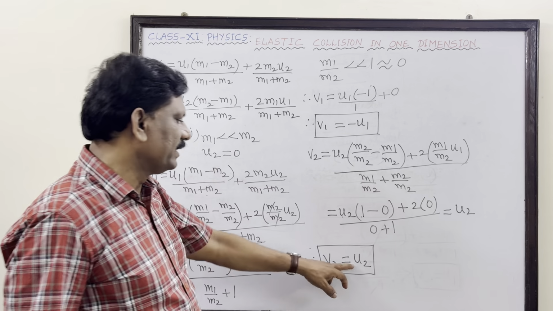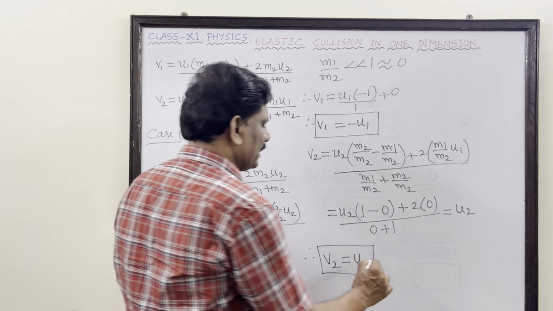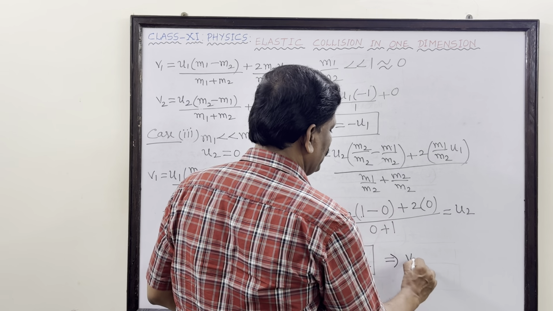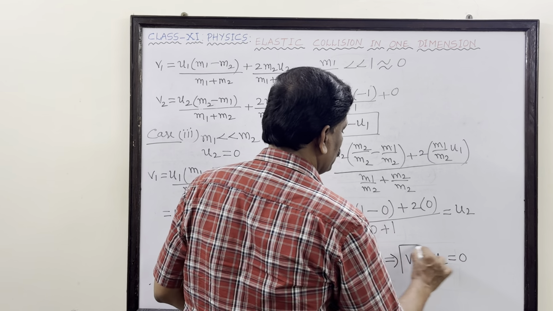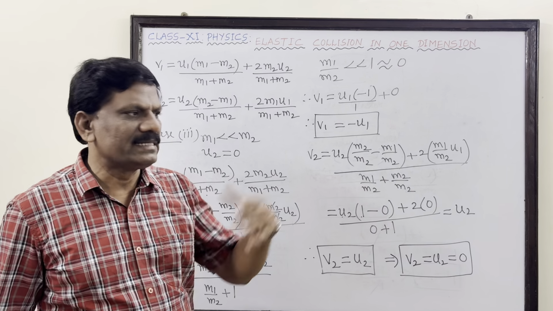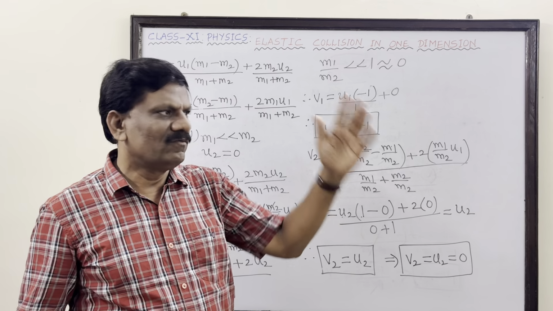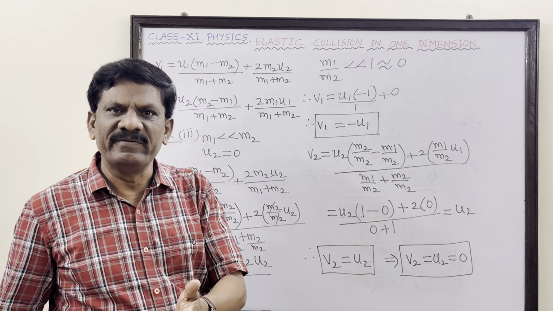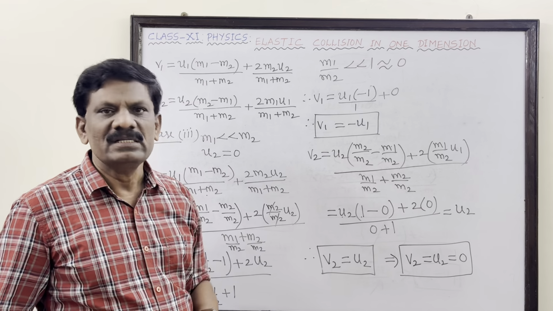What is actually the case? We have assumed u2 is equal to 0, is it not? So this also implies that v2 is equal to u2, which is equal to 0. The first body is the ball, the second body is the wall. Because of the colliding ball, the wall is not going to move anywhere. So its velocity will be 0, and after collision also it will be 0.